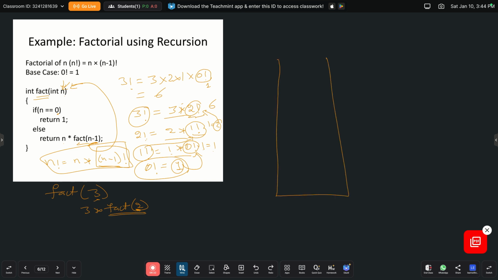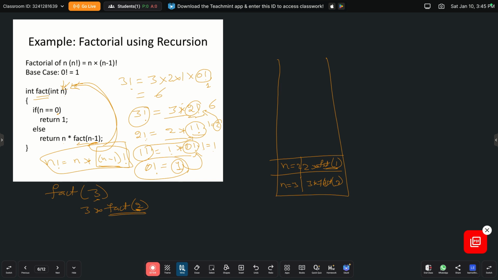When first time it is called, what is the n value? Means n value is 3, and here what we are calculating? 3 into fact of 2 we are calling. Now the control came to the beginning of the function. Now what is the n value? This time n value is 2. What we are calculating? 2 into fact of 2 minus 1, that is 1. Again it is a function call, same function calling itself, recursive function call.